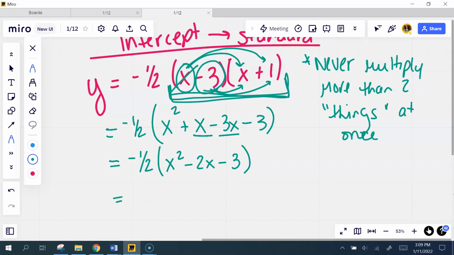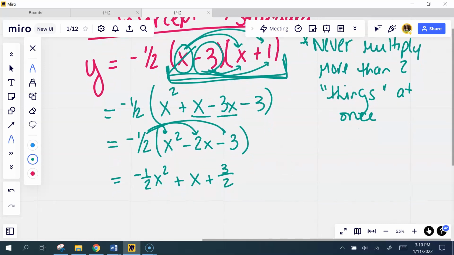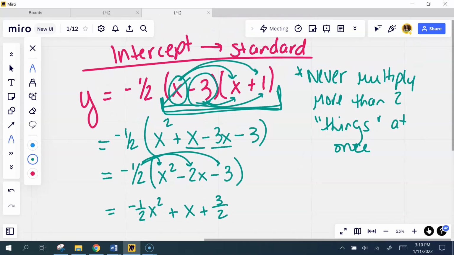So I'm going to go ahead now, because I've done 2, I've simplified, now I can multiply the next together. So negative 1/2 times x squared is negative 1/2 x squared. Negative 1/2, watch these signs, times negative 2x would be a positive, because it's negative times a negative, positive x. And again, a negative times a negative, this would be positive 3 over 2. And there's nothing wrong with leaving this in fraction form that way.